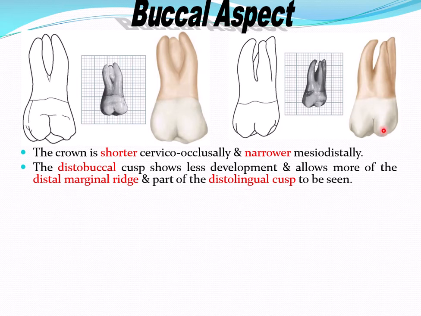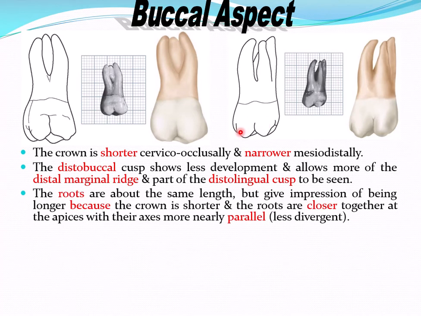The distal buccal cusp is less developed and allows more of the distal marginal ridge to be seen. Distal marginal ridge and the distal lingual cusp، يعني هنا هذا الخطأ واضح. The distal marginal ridge هنا أقدر أشوفها بسهولة، وهذا جزء منه distal lingual cusp. Why؟ ليش أقدر أشوفها ما أقدر أشوفها هنا؟ لأن distal buccal cusp is less developed.